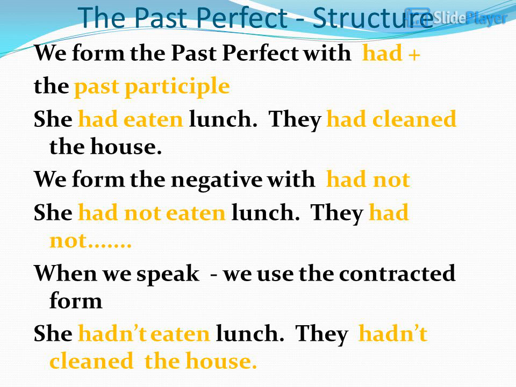The past perfect structure. We form the past perfect with had plus the past participle. She had eaten lunch. They had cleaned the house. We form the negative with had not. She had not eaten lunch. They had not. When we speak, we use the contracted form. She hadn't eaten lunch. They hadn't cleaned the house.